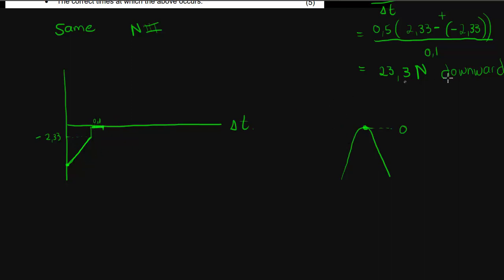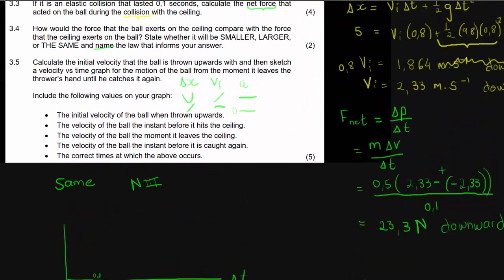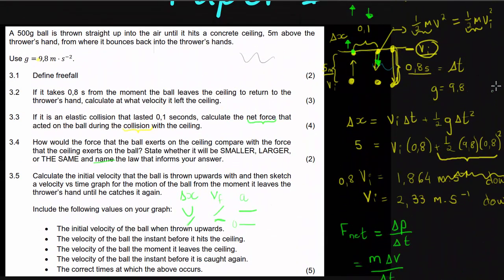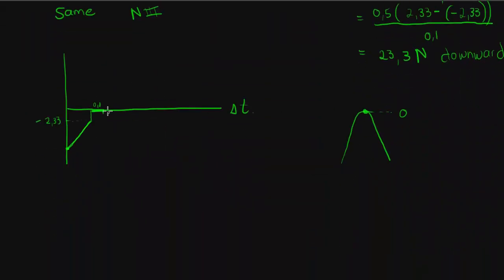It's now hit the ceiling. That's this portion here. It's not moving at all. It's hit the ceiling, and then after that, it's immediately going downwards again. But when it's heading downwards, it's obviously now at 2,33 because the velocity is positive. And again, it's a straight line until it reaches the thrower's hand. And so this velocity here and that velocity there will also have the same magnitude but different signs.